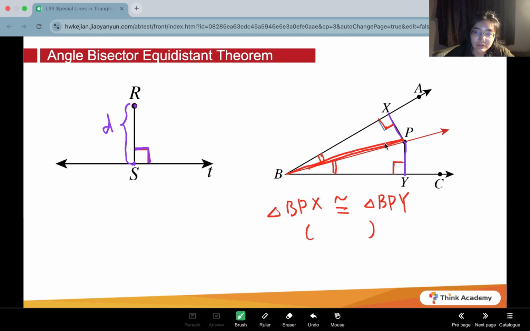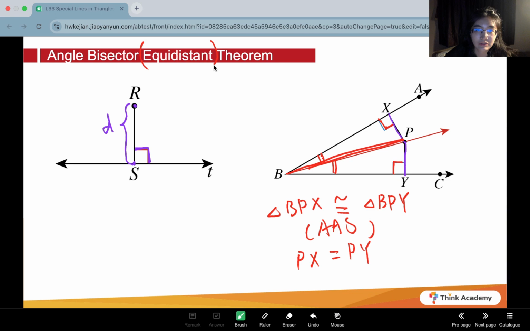Okay, so after proving the congruent triangles, you can have their corresponding sides equal. That's a very important property of congruent triangles. So Px equals Py. That's how we prove the angle bisector equidistance theorem. Sometimes you may come across the theorem without this word, but I prefer to keep this one in this lesson.